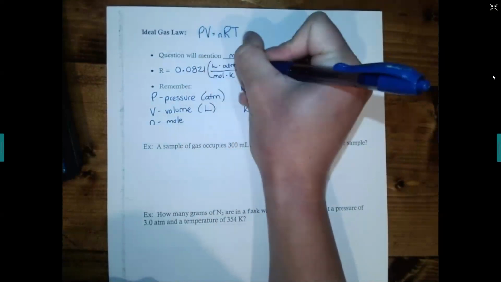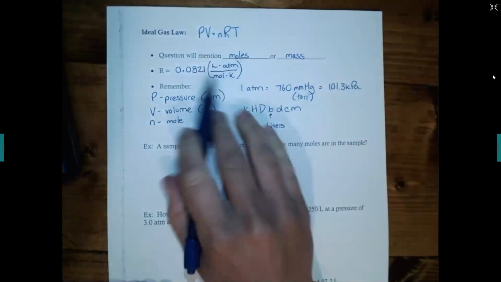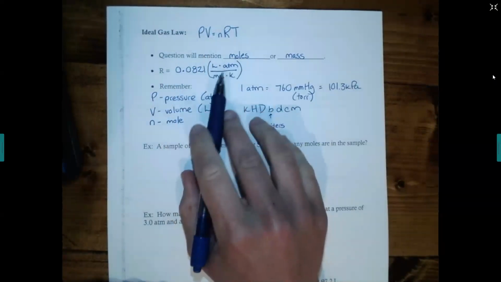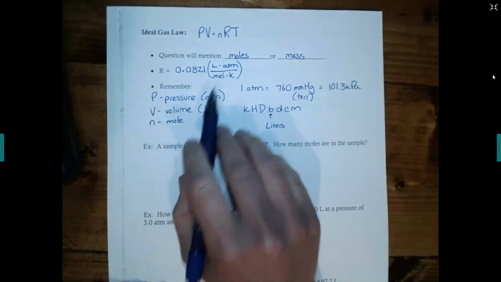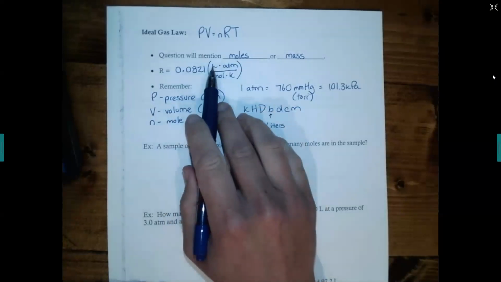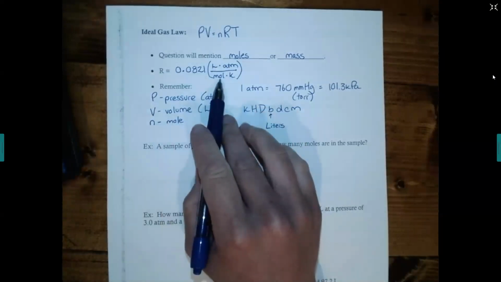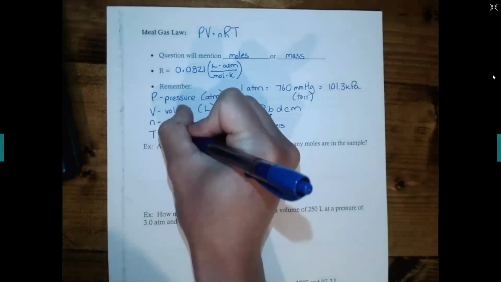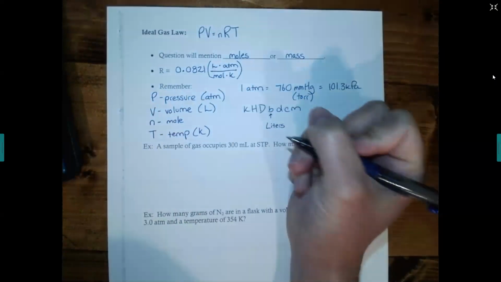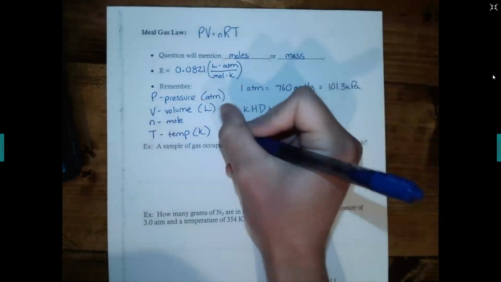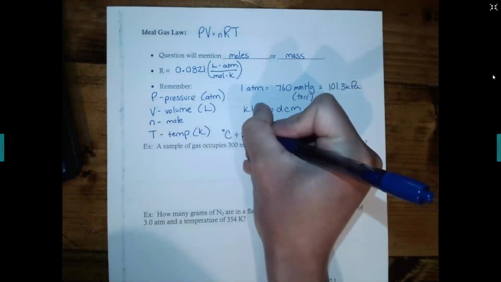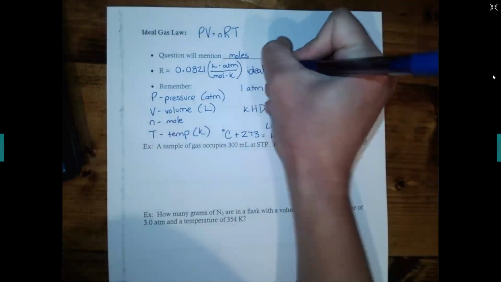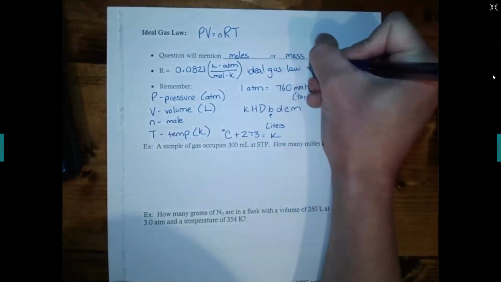Now, you don't really need to worry about this. This is just the unit that R is in. But because R is in these particular units, that's why our pressure has to be in atmospheres, our volume has to be in liters, moles have to be in moles, and then our next variable, temperature, has to be in Kelvin. And remember, the way you convert temperature into Kelvin, if it's in Celsius, is just to add 273 to that. So again, this is the ideal gas law constant.